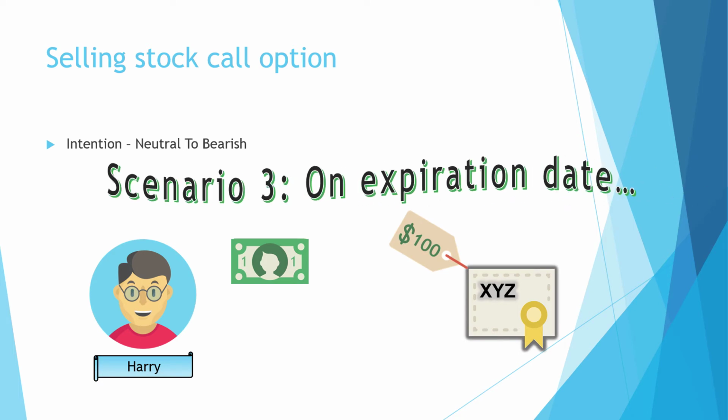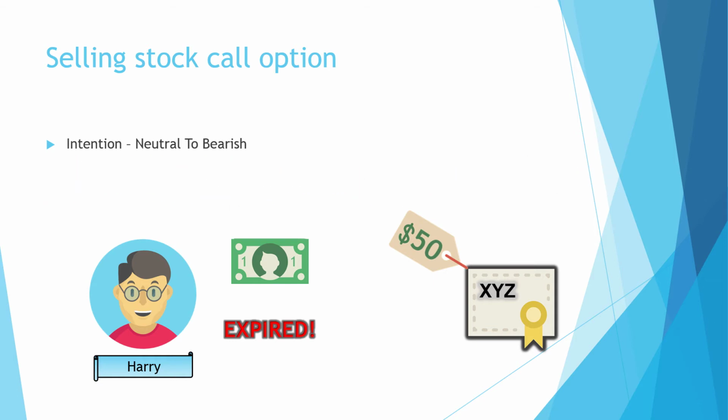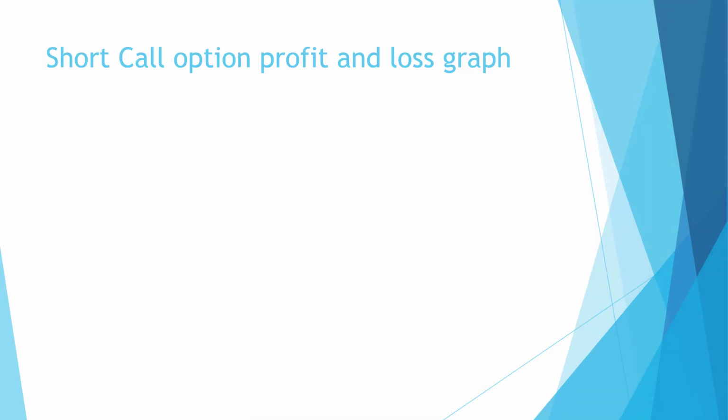In scenario number 3, the stock value drops to $50 per share on expiration date. At this point, the contract owner will let the contract expire worthless, because he can buy the shares from the market cheaper than he can through exercising the contract. In this scenario, Harry will profit $1 from the premium.